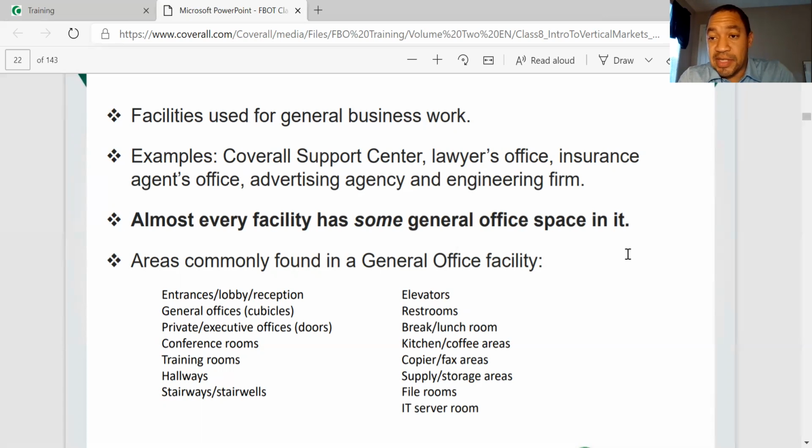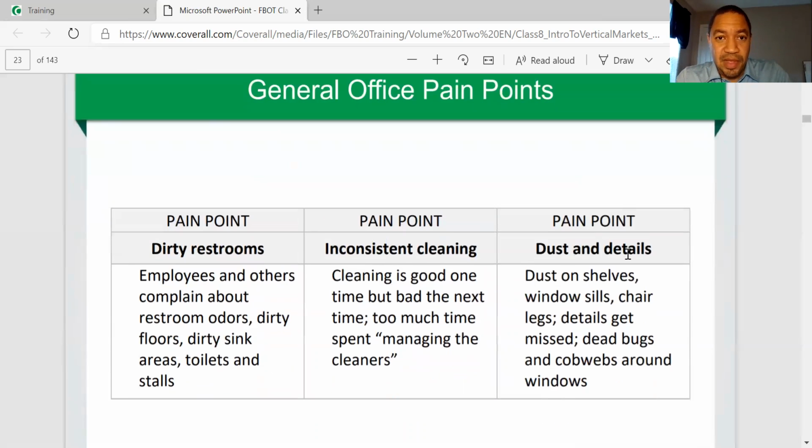Typically, 10 times out of 10, the IT room is the last room that you will be cleaning, because that's where all the important stuff is that operates the building, keeps the building afloat. So they don't want anybody to damage that area.